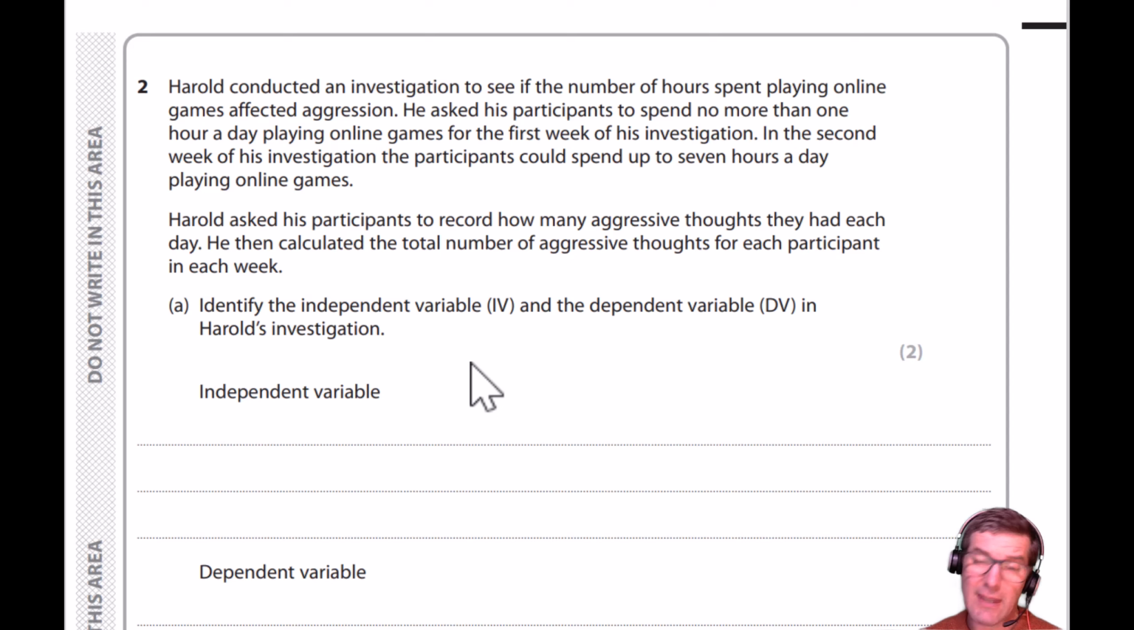The examiner report shows us how to get full marks. I'll just show you the question first, and you can pause the video if you want to have a go at any of these 4 parts before I quickly go through the full marks examples.